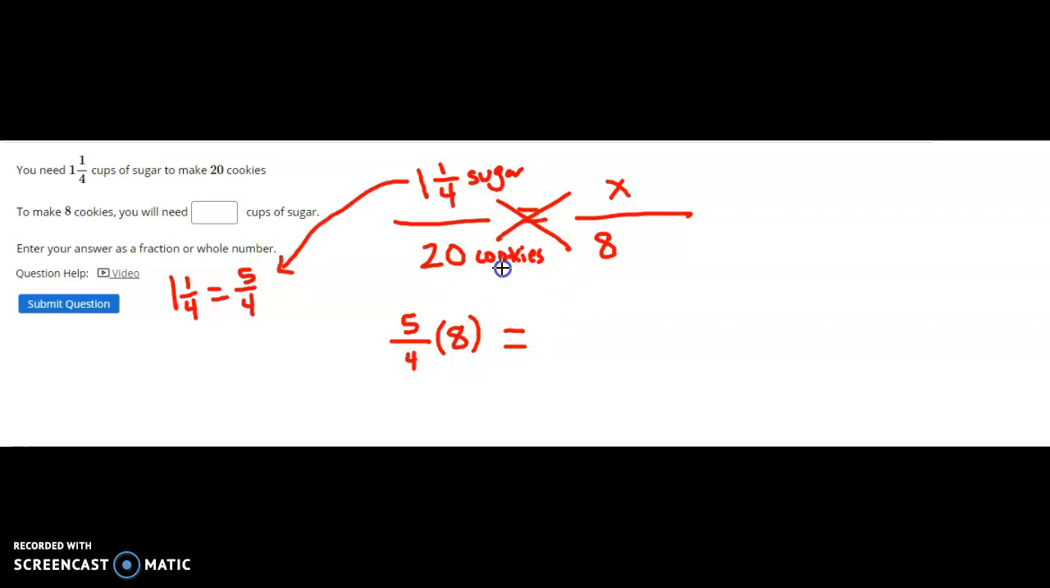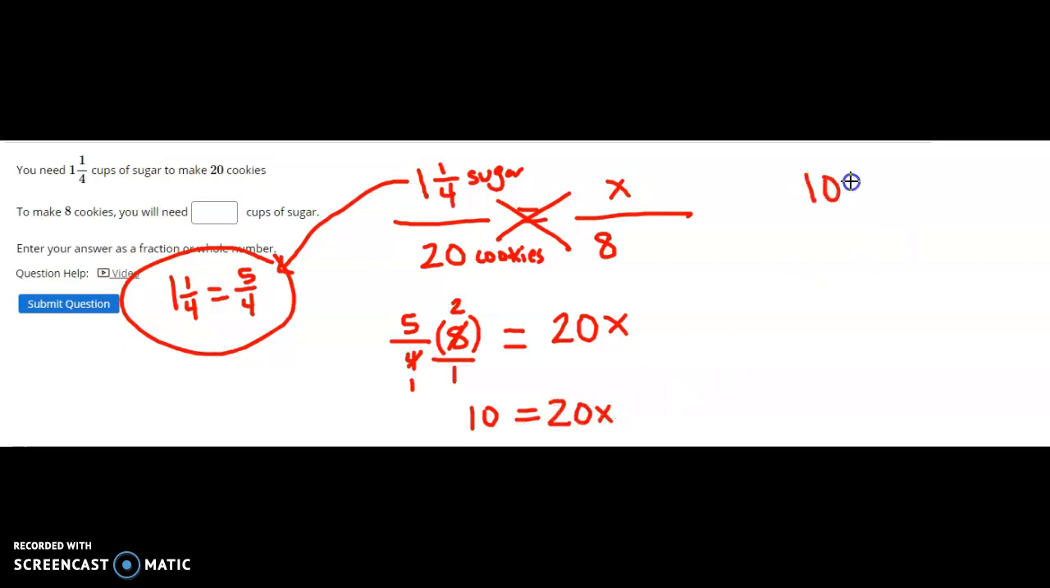Equals, we'll put the little arrow there to show how we changed to 5/4. Equals 20 times x. So we go ahead and multiply. Let's put 8 over 1 since we're dealing with a fraction. Let's cross cancel. I love to cross cancel if we can. I can see that 4 goes into 4 once, and 4 goes into 8 twice. So I can multiply now. 5 times 2 is 10, equals 20x.